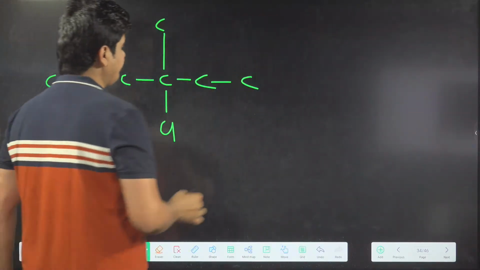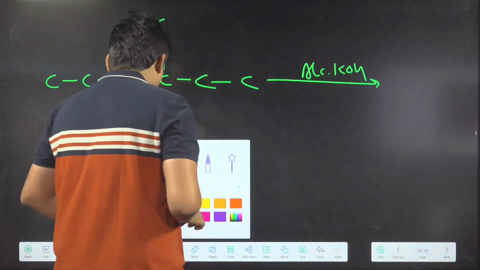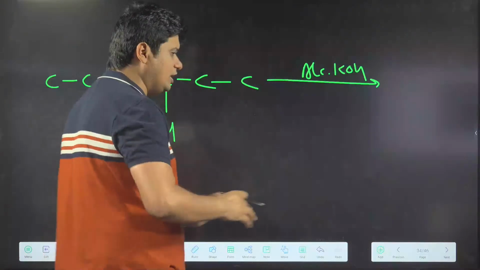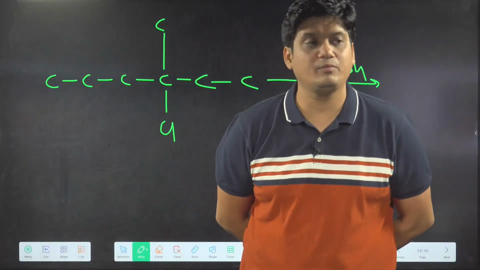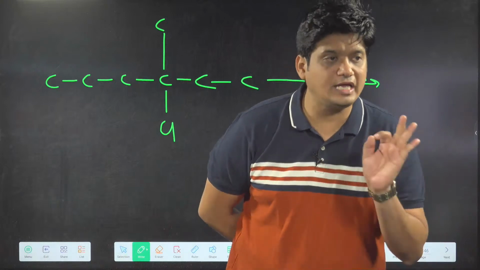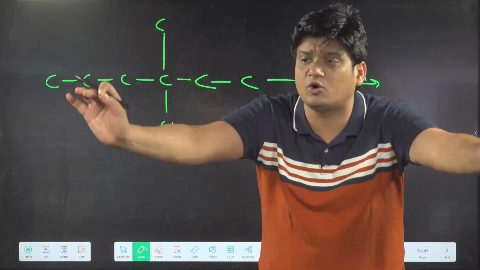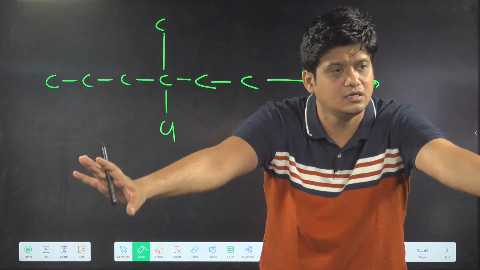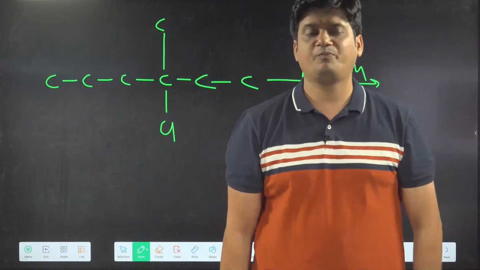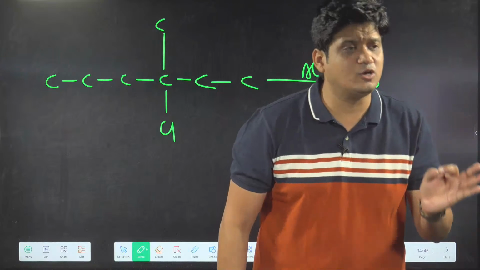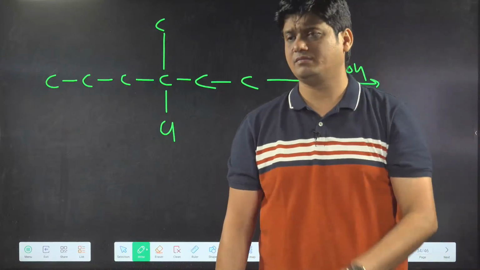Let's say this is given. It is treated with alcoholic KOH. What is the chemistry of alcoholic KOH? Alcoholic KOH is saying, listen carefully, I am able to remove any beta hydrogen of alkyl halide. So it is better to remove the beta hydrogen that gives the more stable alkene.